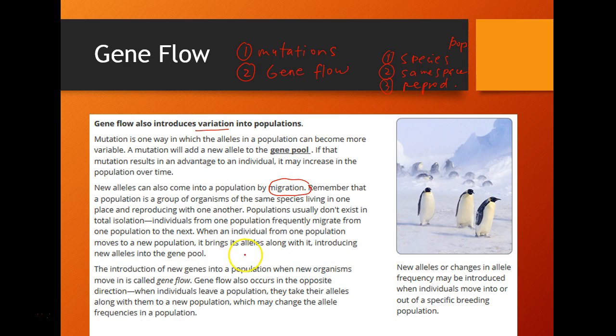Remember, when an organism comes from one population to the next, it's also bringing its alleles along with it, which are basically all of their versions of the genes. So now we're changing that gene pool. When we introduce these new genes into a population, we call that gene flow. Gene flow can also occur by organisms leaving. When individuals leave a population, they are changing the gene pool because they are taking their alleles along with them to their new population. So it can happen either way.